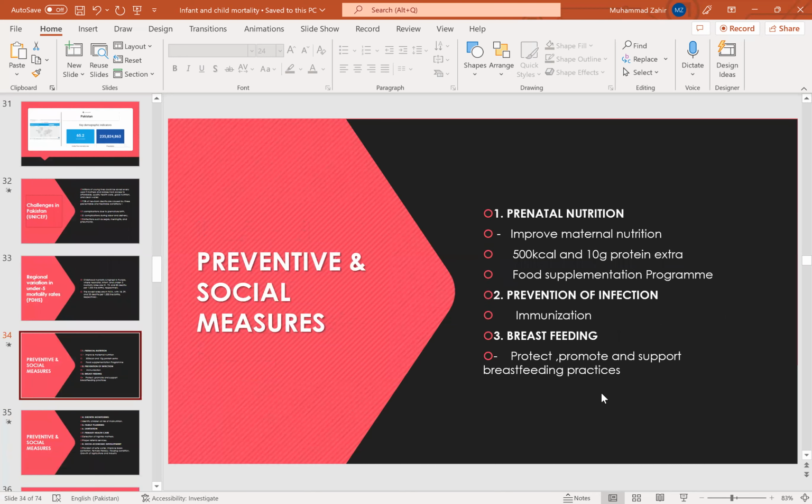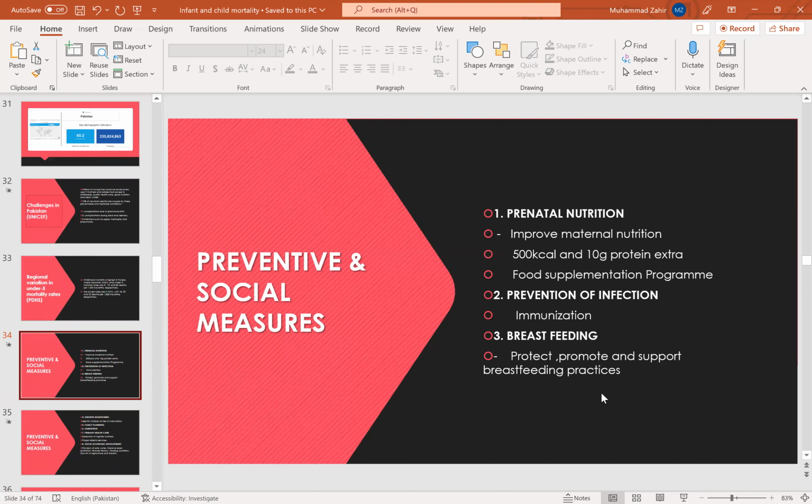Preventive and social measures. Number one is prenatal nutrition. It includes improving maternal nutrition. When the mother is pregnant, she should have an additional 500 kilocalories and 10 grams of protein throughout her pregnancy. And there should be food supplementation programs as well.